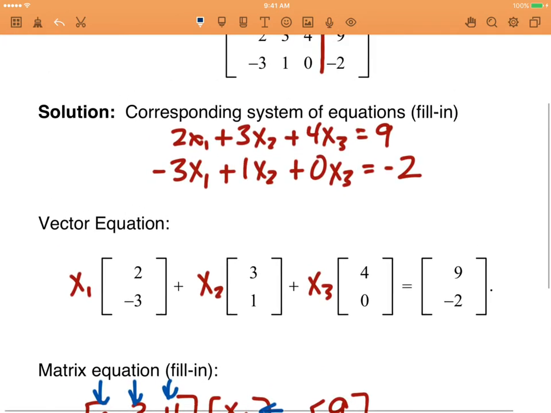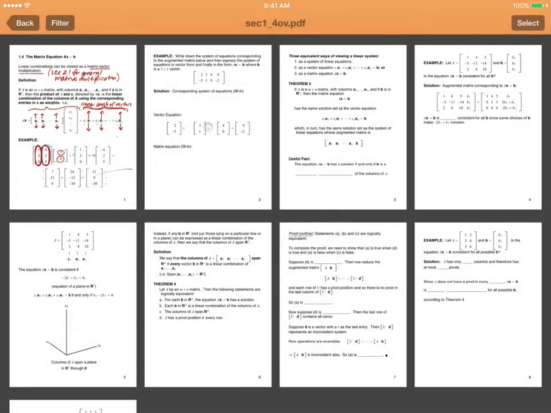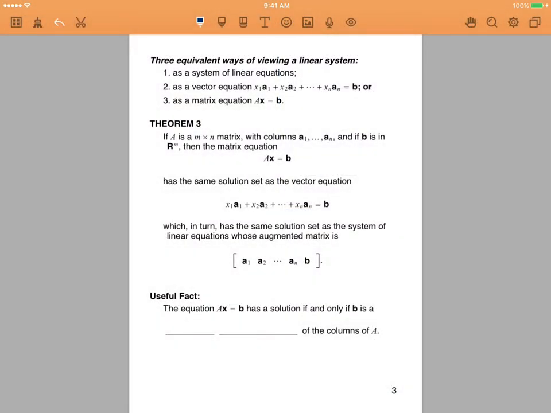Practically speaking, at the beginning of the semester, this augmented matrix is the way we're actually learning how to solve them, by going to reduced echelon form. So that's the practical way of writing it, but it's helpful to know it can be written all these different ways. So this is a good page to remember.